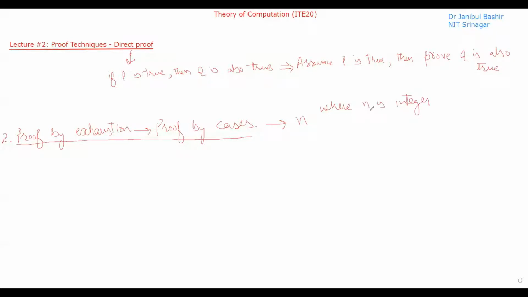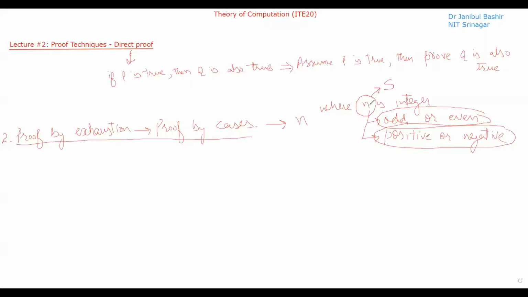We know that if n is an integer, it can be either odd or even. It cannot be anything else. So it can be odd or even, or we can say it can be positive or negative, nothing else. So if we have to prove some statement S for n, we will use different cases, or we can say different values of n.